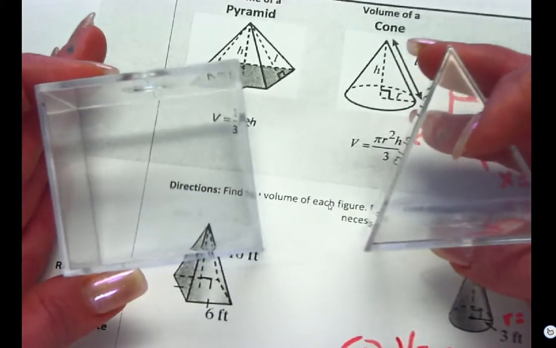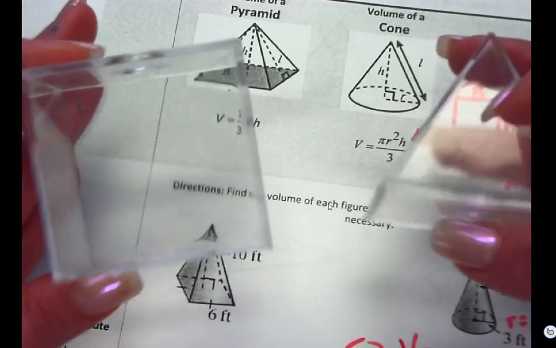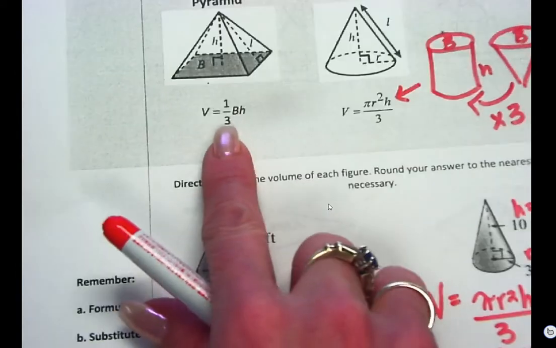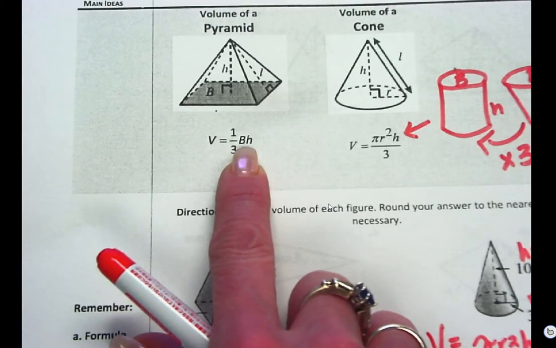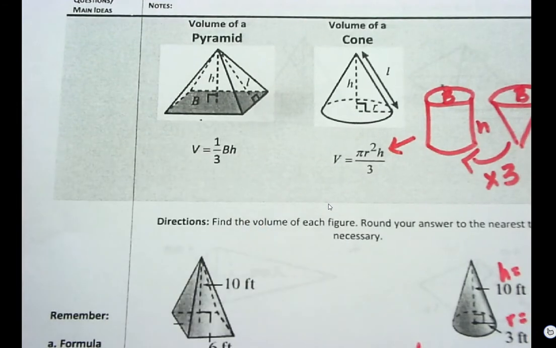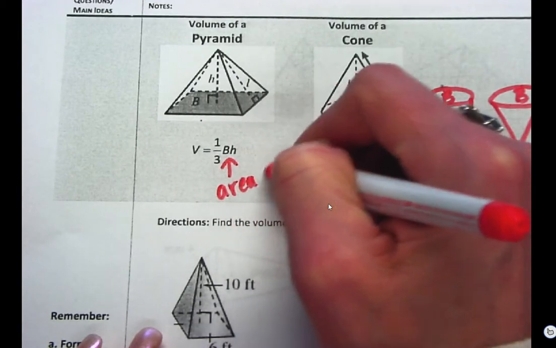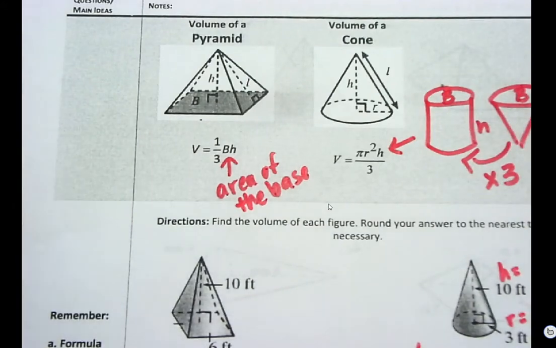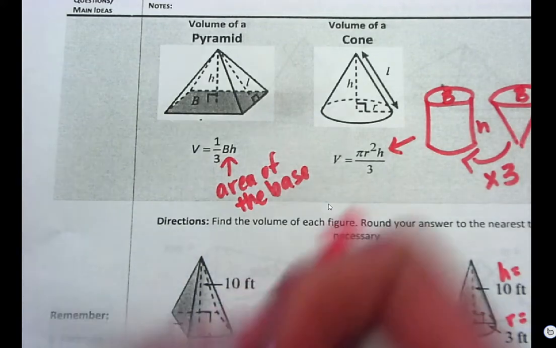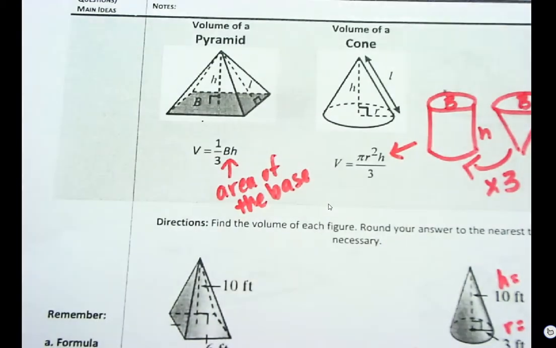And both of these shapes have the same what? Height. So you can see from the formula, the 1/3 is there, right? And it has that big B. What do you think that big B represents? The big B is the area of the base. So just like a rectangular prism or a triangular prism, you find the area of the base and you multiply it by the height to get the volume.